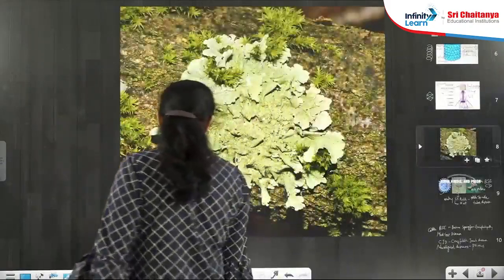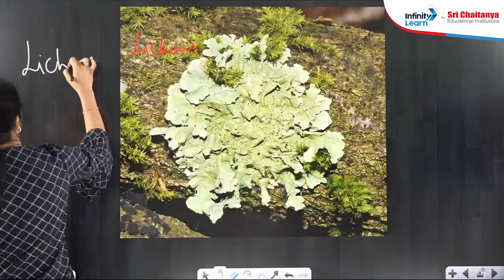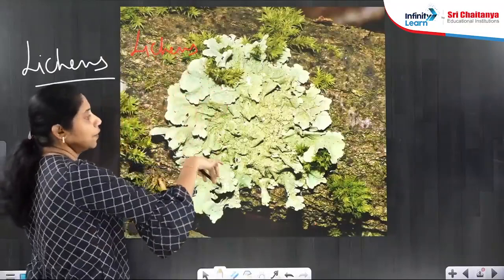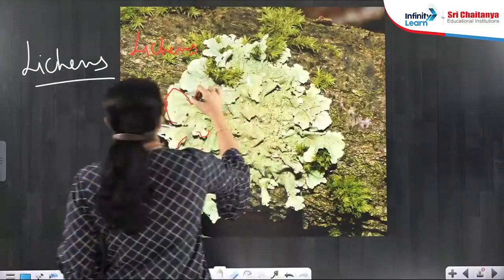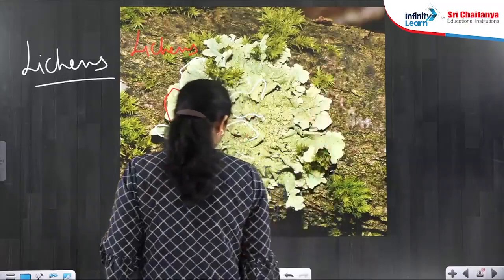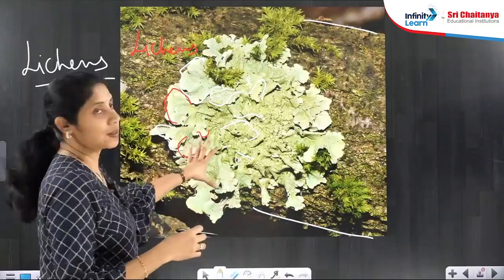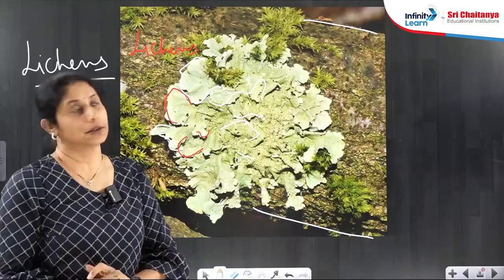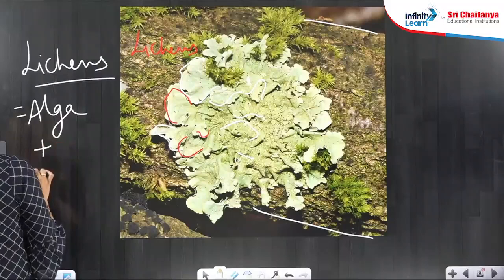Okay. So all of you can see here, these are the lichens. This total green one which is there on the bark of a tree, this will be the foliose one. It will be looking like this. This is the bark of a tree. Here you can see the boundary. And these lichens are the symbiotic association between one alga and one fungus. So lichens are made up of an alga and a fungus.